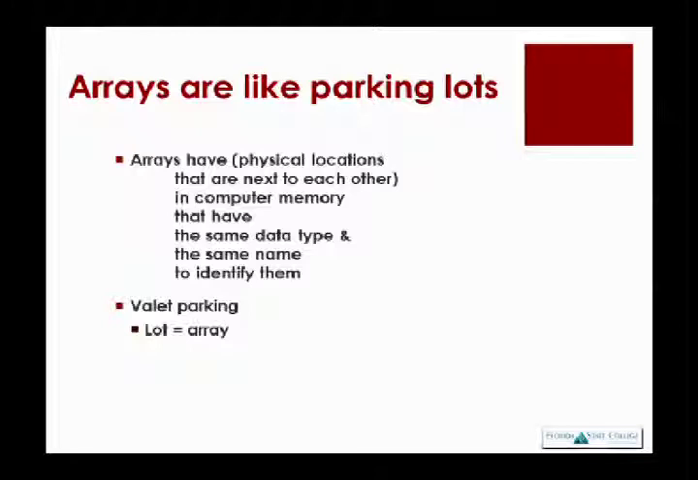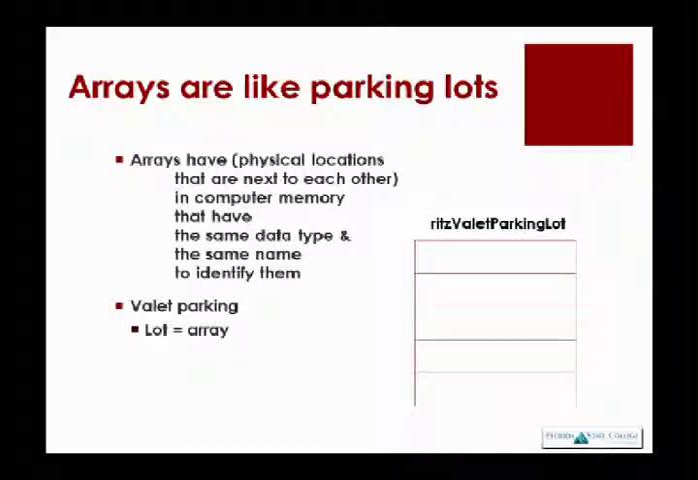So let's build one. Let's go to the Ritz-Carlton, and this is going to be the Ritz Valet parking lot. And we're going to just represent it by being this big, so it's only got 5 spots in it. But each one of those spots is numbered. Now the computer always starts numbering with 0, so the spots are 0, 1, 2, 3, and 4.